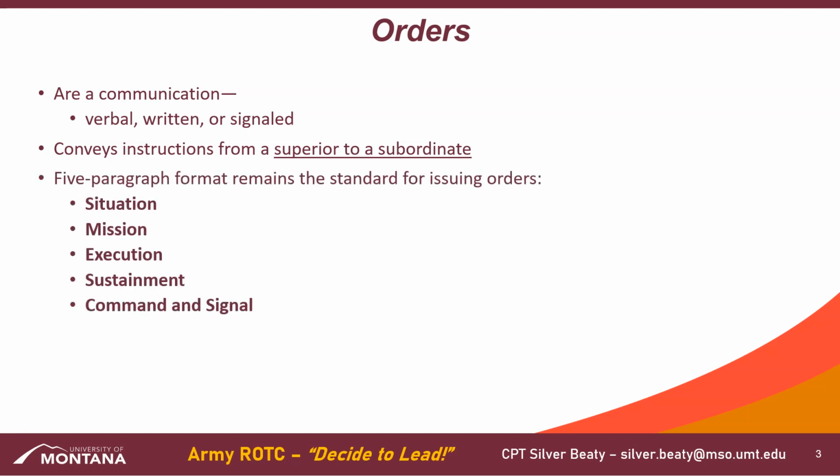Now, orders don't always come like this, but the standard for issuing these is called our five-paragraph format. That means any type of an order, especially verbally or written, should come with those five paragraphs there in bold: your situation, your mission, execution, sustainment, and command and signal. That's also the order that most orders go in.